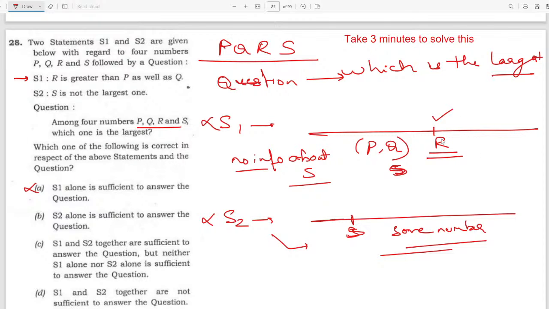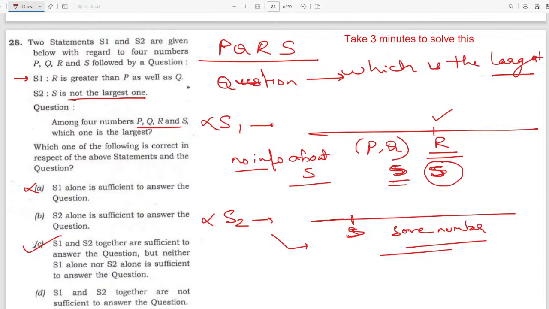I hope, S can be equal to R. There is one possibility that S could be equal to R, but since they have said that S is not the largest one, clearly S will not be here. So R would be the largest. I hope this is clear. If you have any doubts, please ask. So together, combining these S1 and S2, we can answer which is the largest. The correct option is answer C.